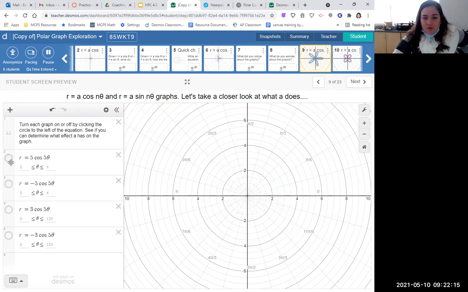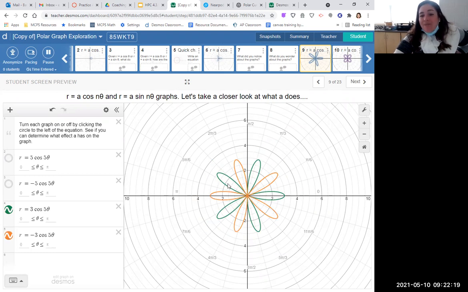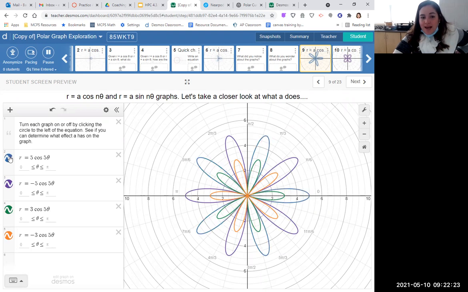What if we did 3 and negative 3? Okay. I still got petals, but their diameter is smaller, right? When I had an A of 5 and negative 5, that quote unquote diameter, the length of the petal, is 5. But when I have 3 cosine 5 theta and negative 3 cosine 5 theta, the diameter is 3. Okay, interesting.